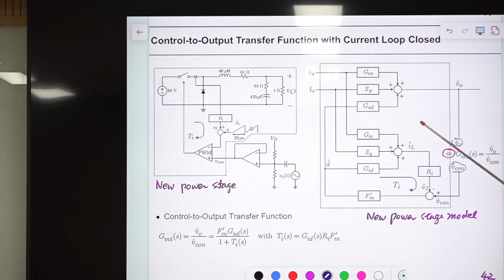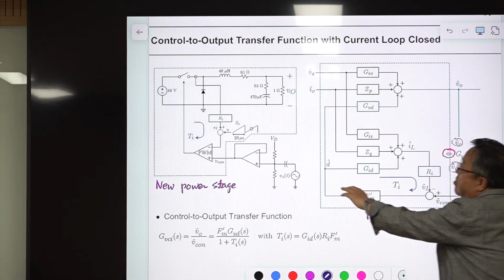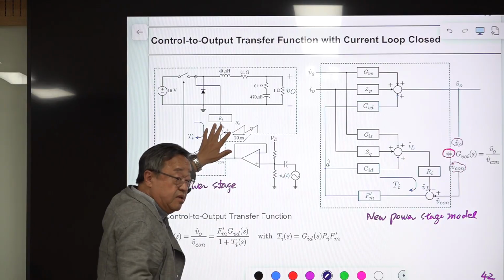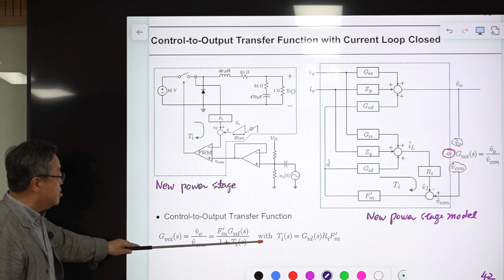Everything is inside of here, okay? For the voltage mode control, everything remained the same, but this part was missing, okay? Because of that, we don't have this, right? Okay. So control output transfer function is this one.